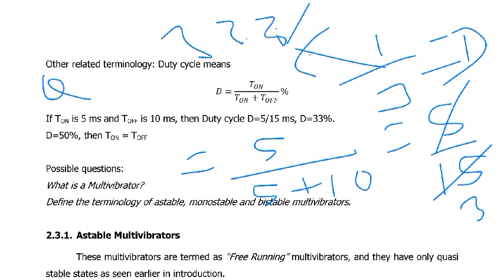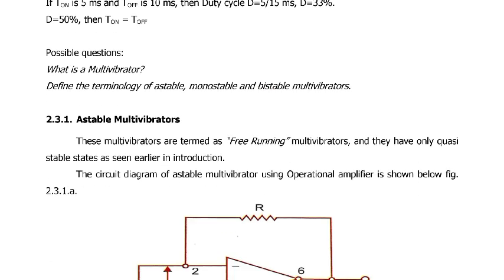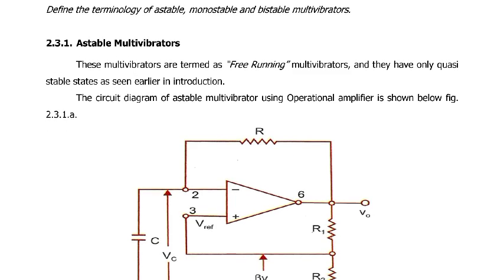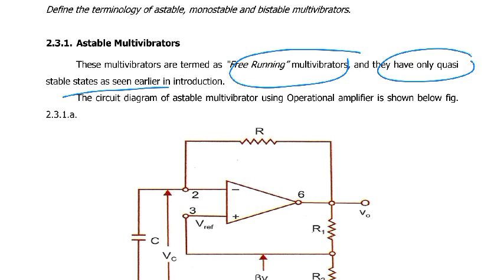In this we calculate astable multivibrator. This is the diagram of an astable multivibrator, termed a free running multivibrator. We have already discussed that it is free running because both its states are unstable. They have only quasi stable states, as seen earlier in conduction.